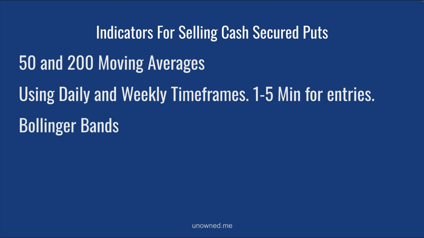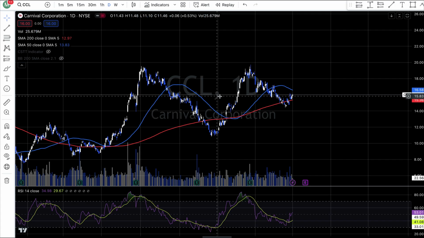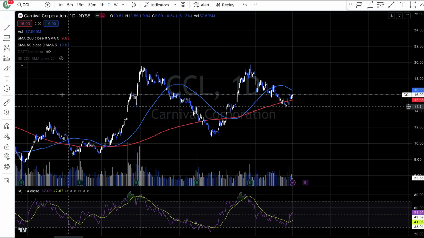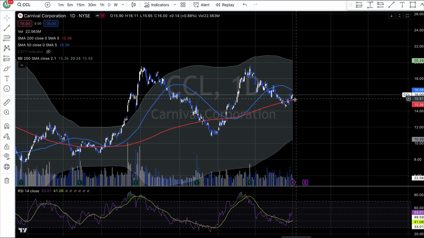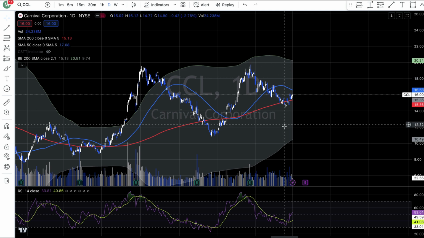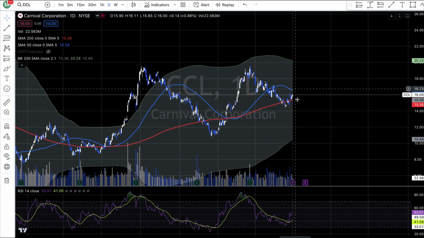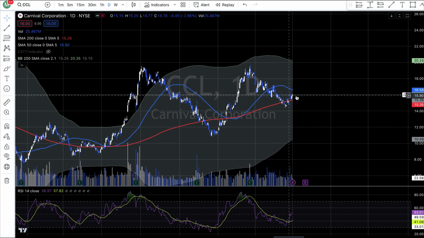Next, I like to use Bollinger Bands, so let's take a look at how those work. Going back to my TradingView and the daily chart, if I enable the visibility on the Bollinger Bands, we can see here that the price is currently trading right in the middle. In the Bollinger Band, what that means is there's 1 or 2 standard deviations. I've got mine set at 2.1 standard deviations away from the baseline of the average.